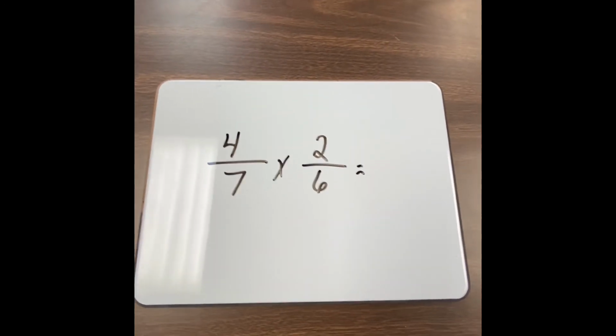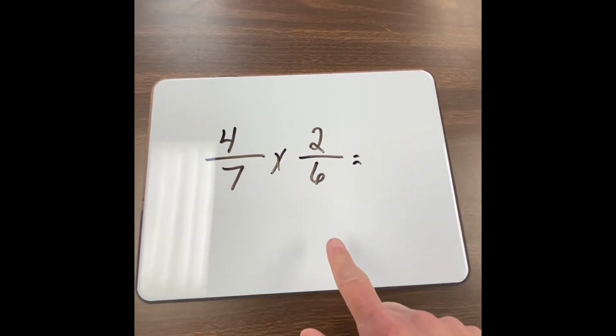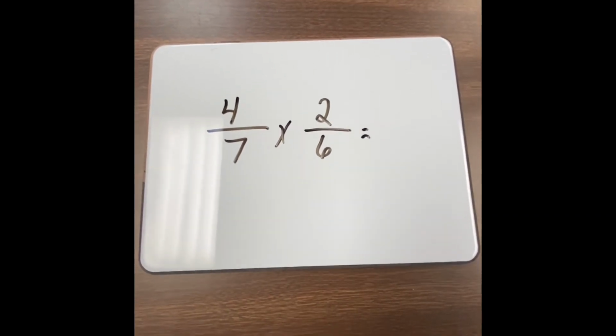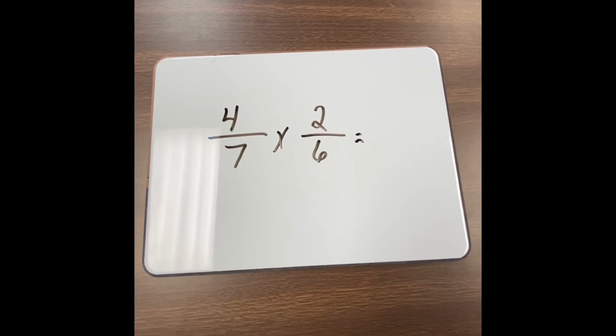Okay, here's another problem I want you to try. 4/7 multiplied by 2/6.